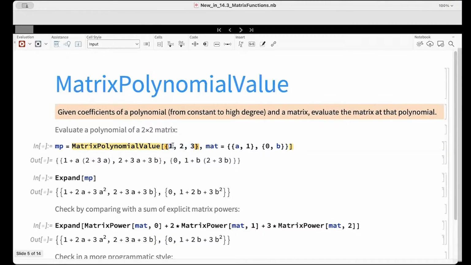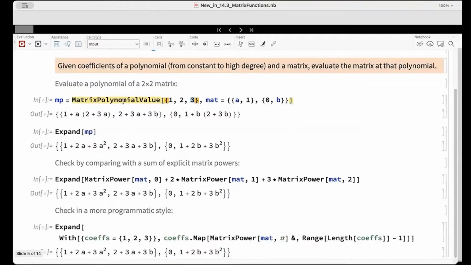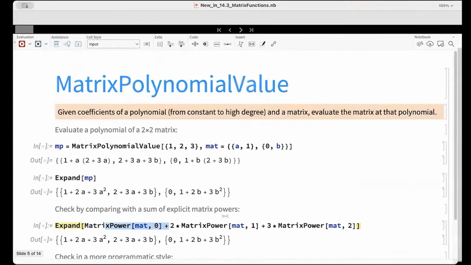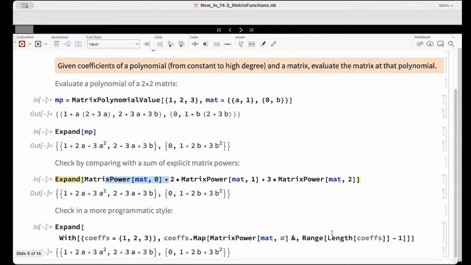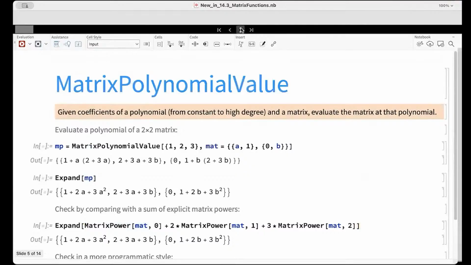It is 1 times the identity matrix, the 0 degree, 2 times the matrix itself, plus 3 times the matrix dotted with itself, effectively squared. And here I just show in this example that this comes out to the same as if we expanded this in a very pedestrian way using matrix powers. And this is a slightly slicker way of redoing that at the bottom here. And they all give the same result, as you would expect. So matrix polynomial value is a concise way of requesting that evaluation.